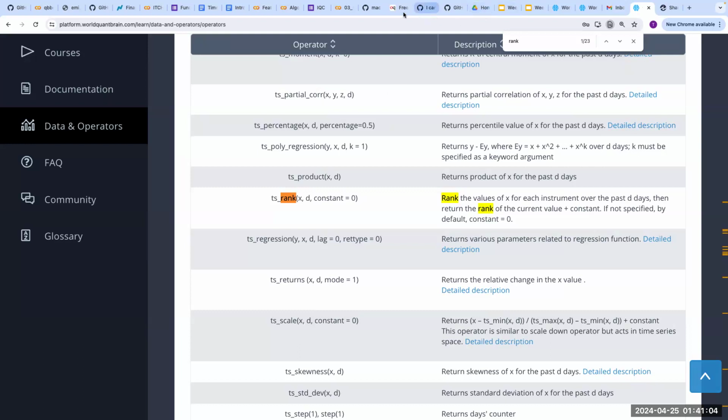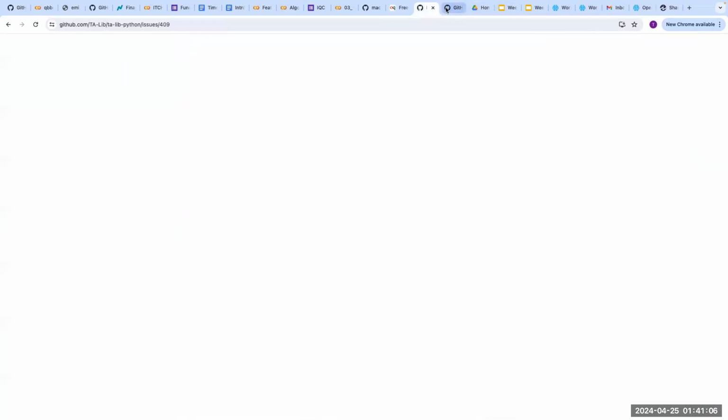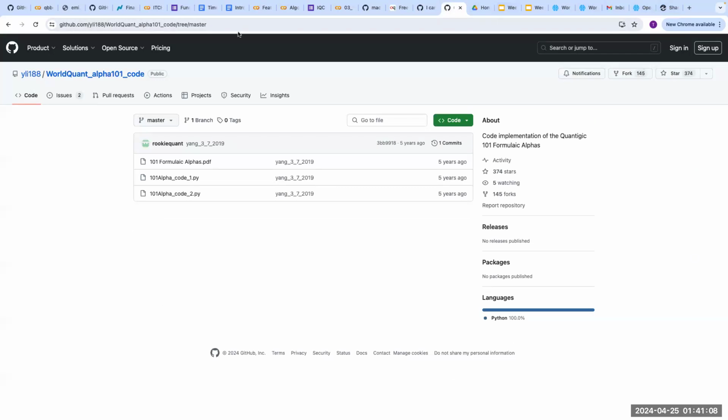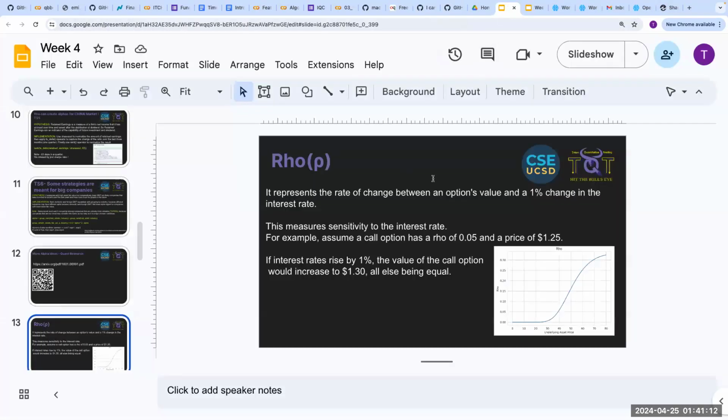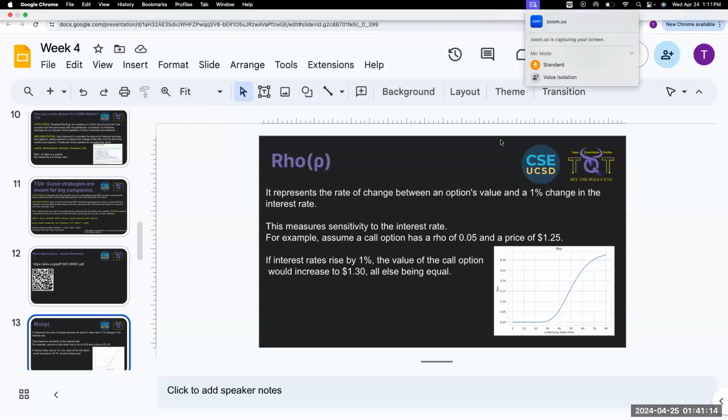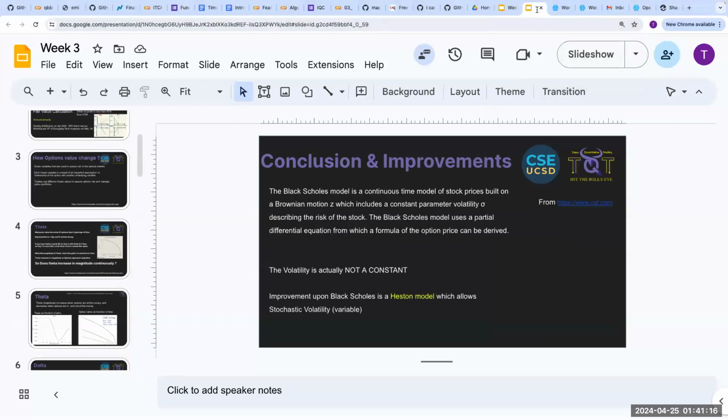So let me pull that paper, I'll just copy the link.